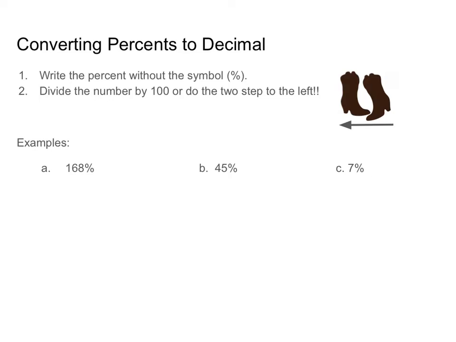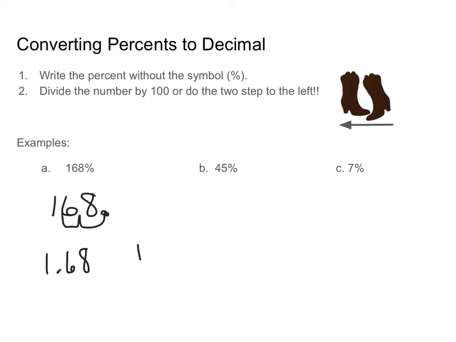So A has 168%. So you're going to write 168. Your decimal is going to be at the end. Then you're going to do the two-step to the left. So that's 1, 2, which is 1.68, which is 1 and 68 hundredths.